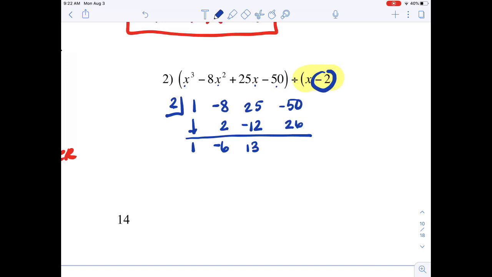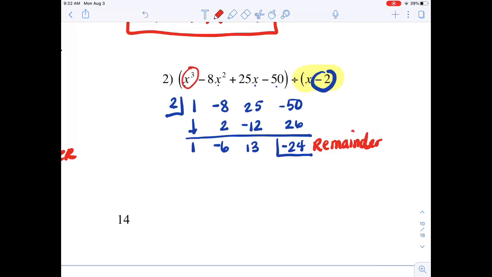So you're going to see these two do not add up to be 0 this time, so I'm not going to have a 0 remainder. Negative 50 plus 26 is negative 24. Okay. So once again, what you want to remember is that this is now my remainder, so that I'm going to need to have some sort of fraction added on to the end.